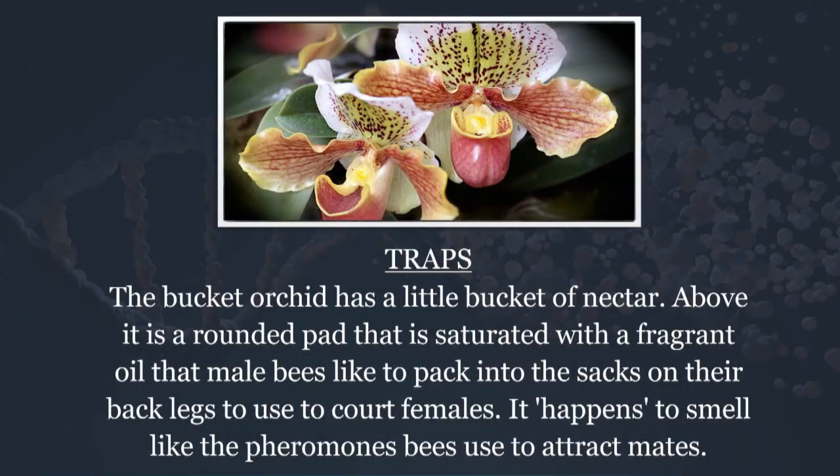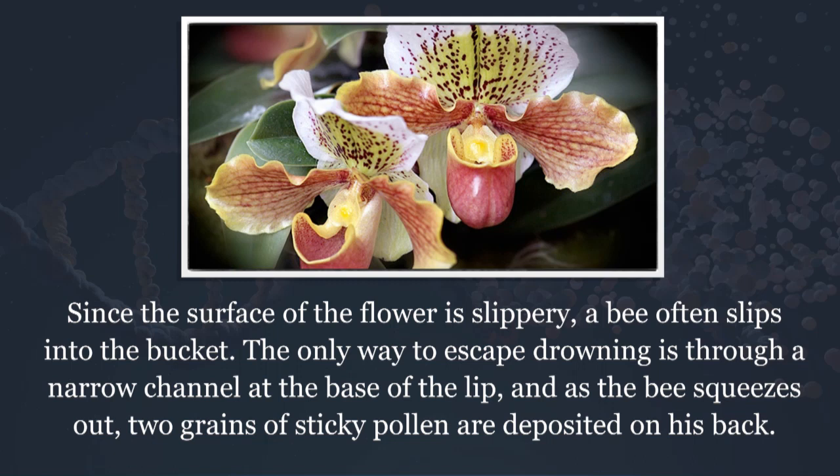There are traps. This is symbiosis. We have the bucket orchid that has a little bucket of nectar. Above it's a rounded pad that's saturated with a fragrant oil that male bees like to pack into the sacs on their back legs to use to court females. It happens to smell like the pheromones bees use to attract mates. Well, maybe it's not coincidence. Maybe God did this.